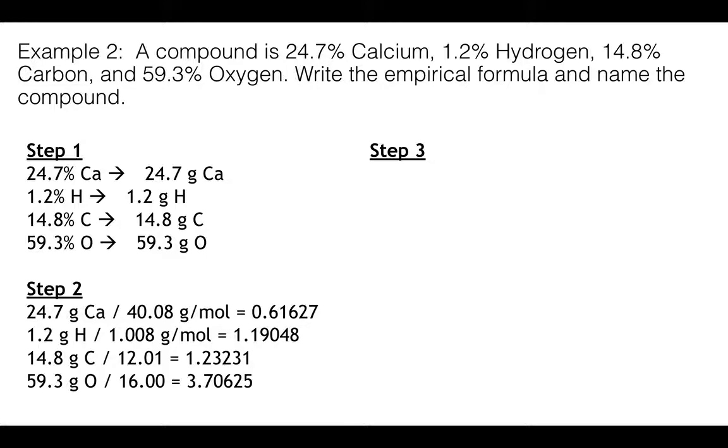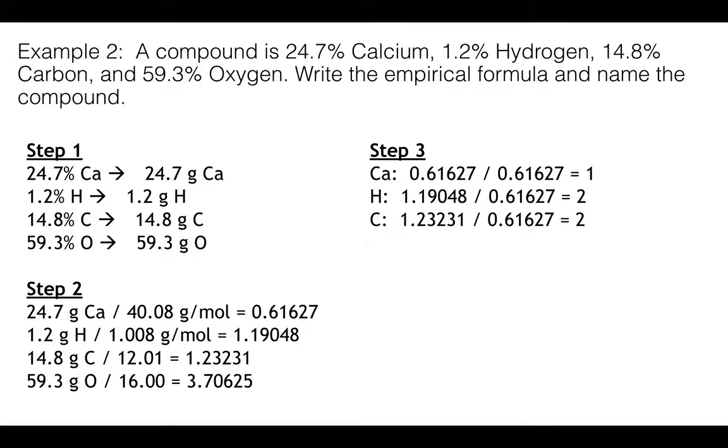And step number 3, again, is to divide by the lowest number from step number 2. In this case, it's going to be calcium's number of 0.61627. So we're going to take that and divide it by all of them. So calcium would give us 1, hydrogen would give us 2, carbon would give us 2, and oxygen would give us 6. So what is the answer?